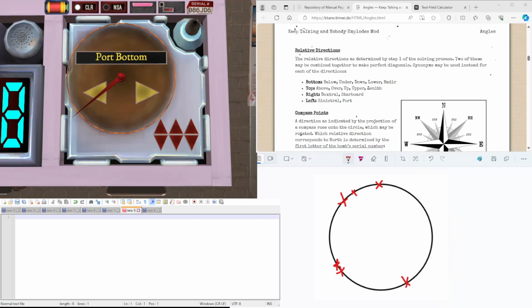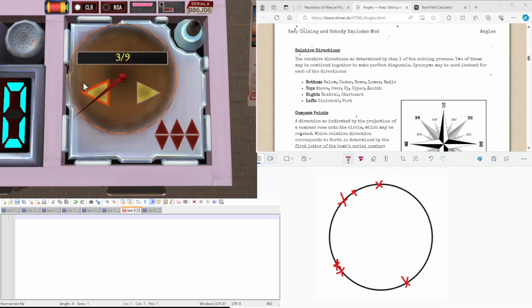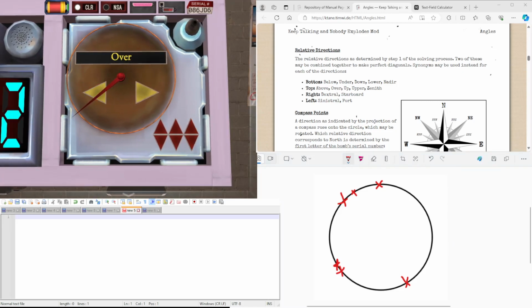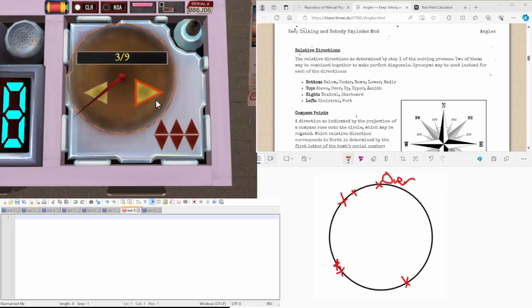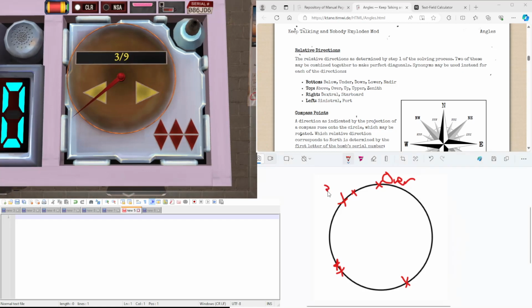I feel like we should actually be labelling these what they are. So this one was over. Okay, this one was the 3/9 one. This was the Aknam Zam one.